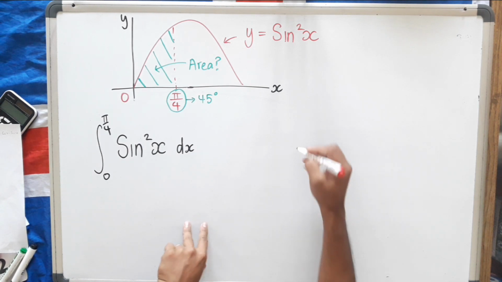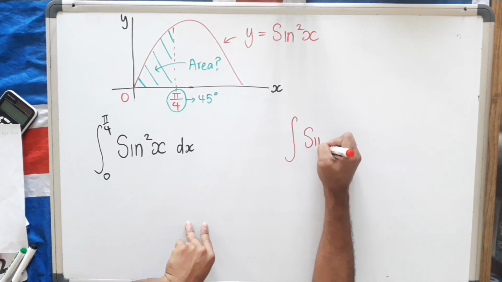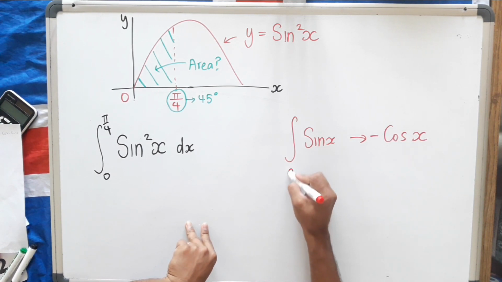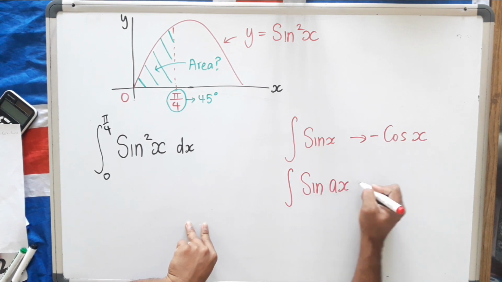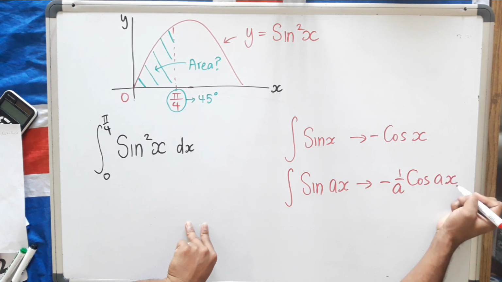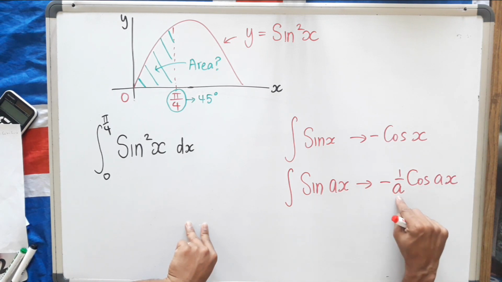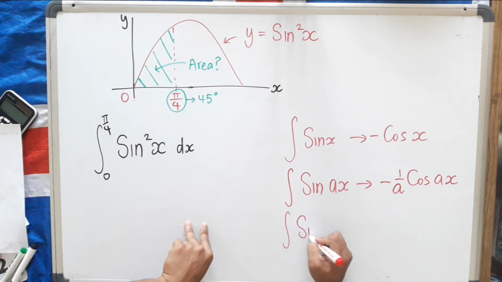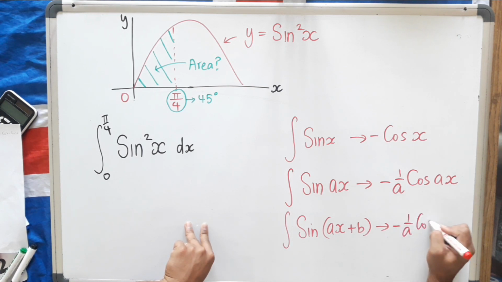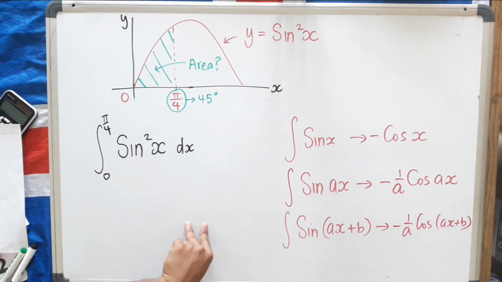Let me explain. Remember when I told you that when you're integrating sine x, you get minus cos x. If you integrate sine ax, you get minus 1 on a cos ax. So if here was 2, over here would have been 2, and here would have been 2. If you were to integrate sine ax plus b, where b is just a constant, you will get minus 1 on a cos ax plus b. You write back the same exact thing here. Nowhere in any of these formulas do you see a squared, but today's question has a squared.